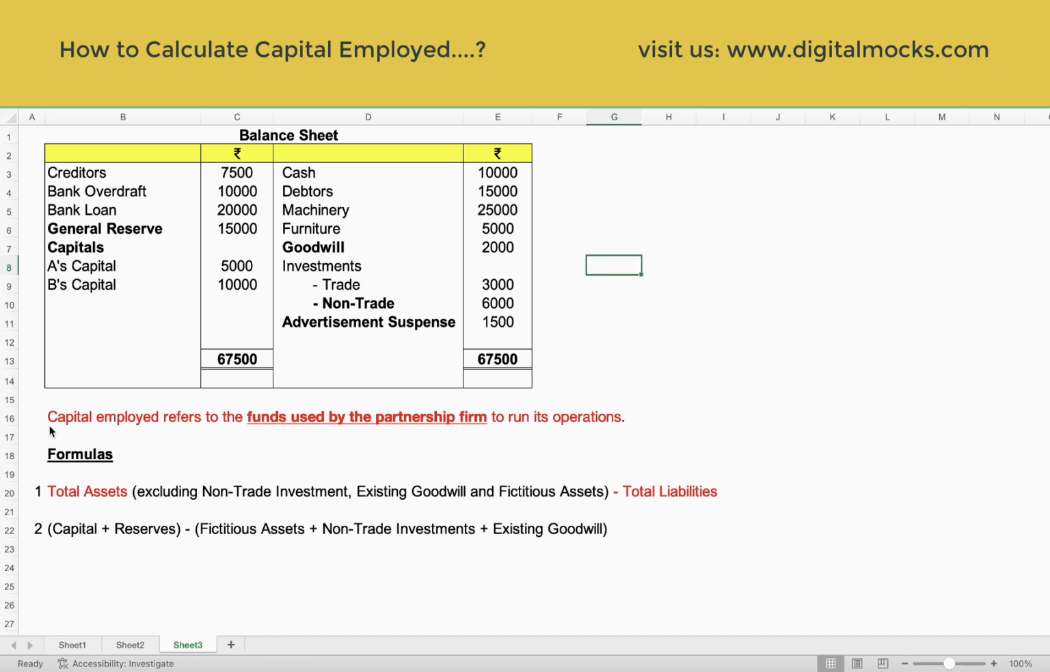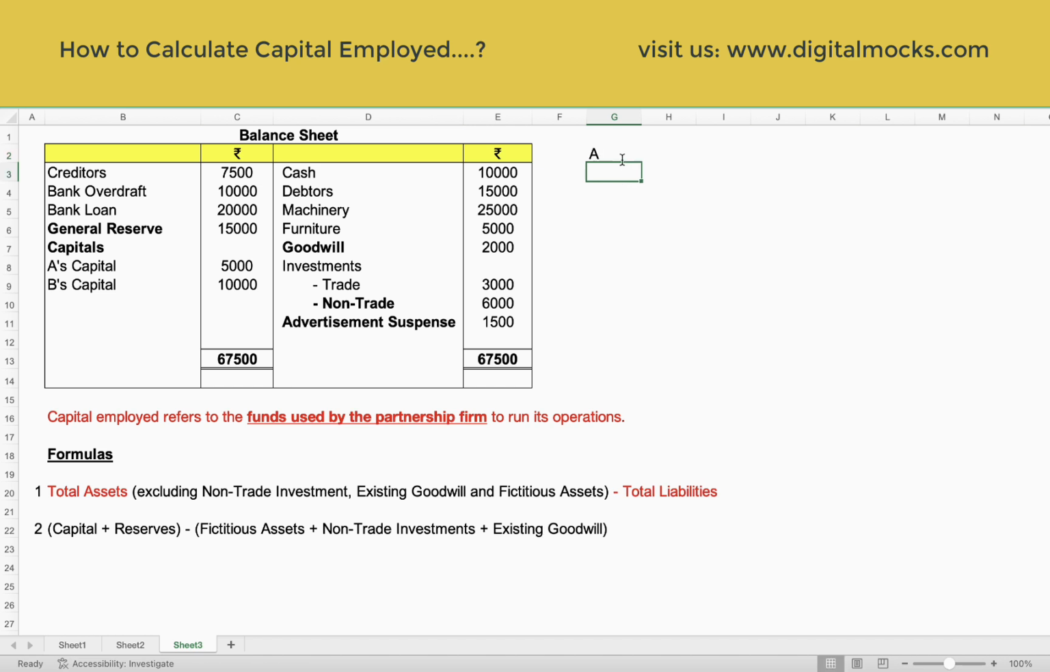So see here, the meaning of capital employed is what? Capital employed refers to the fund used by the partnership firm to run its operations, right? So this is the definition. It means fund used by the firm. So that fund is known as what? Capital employed. So let's take an example.